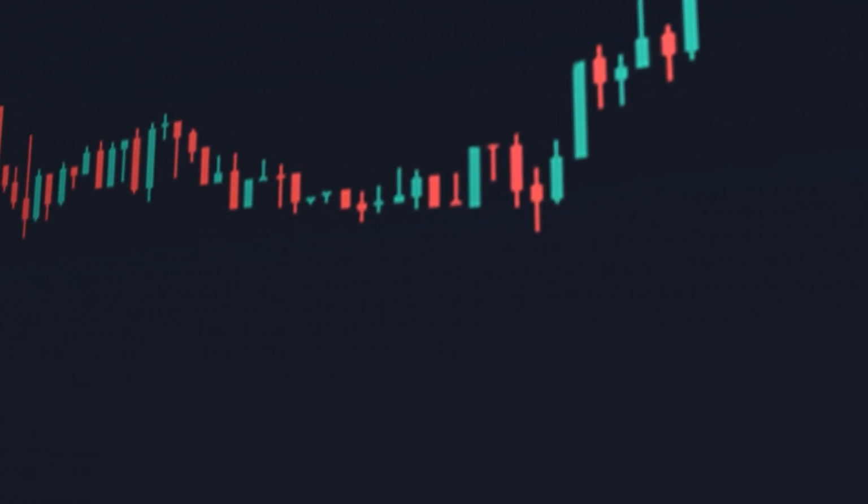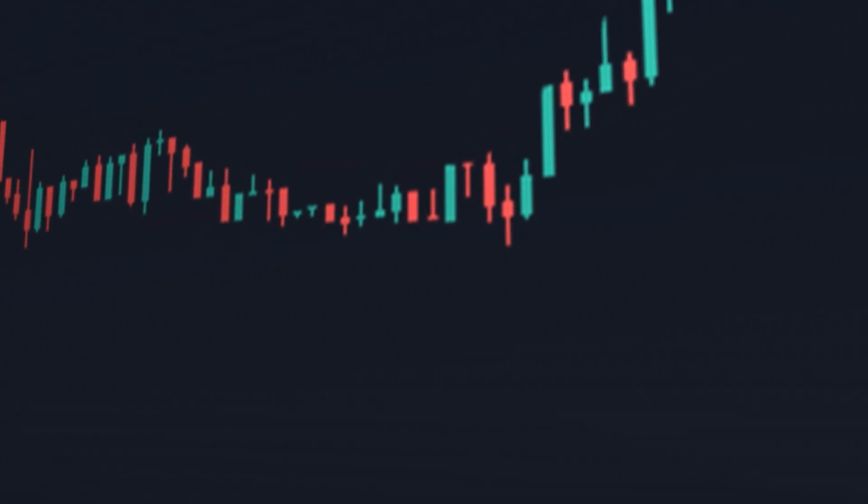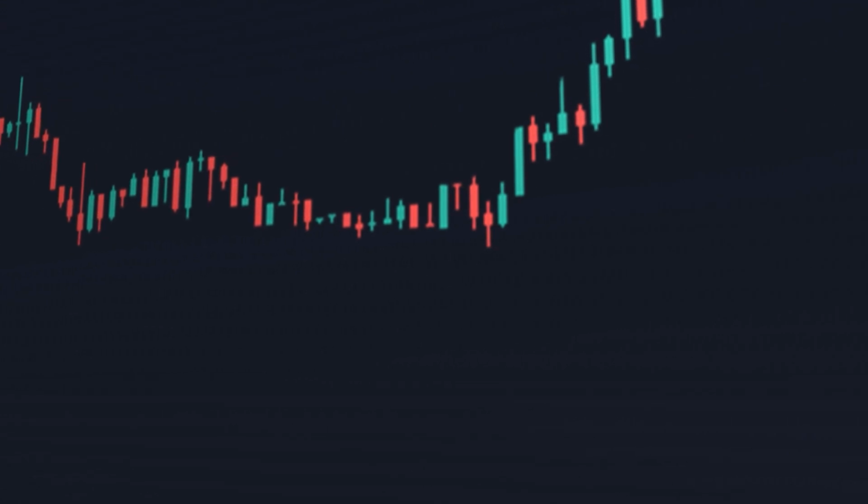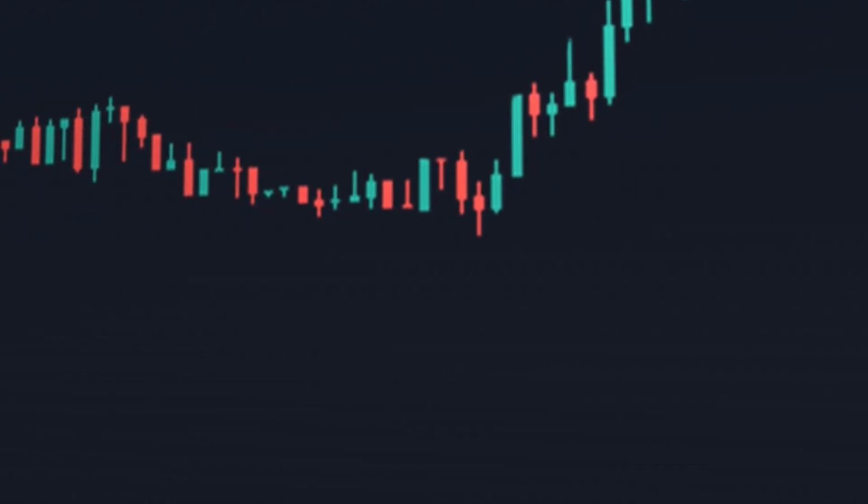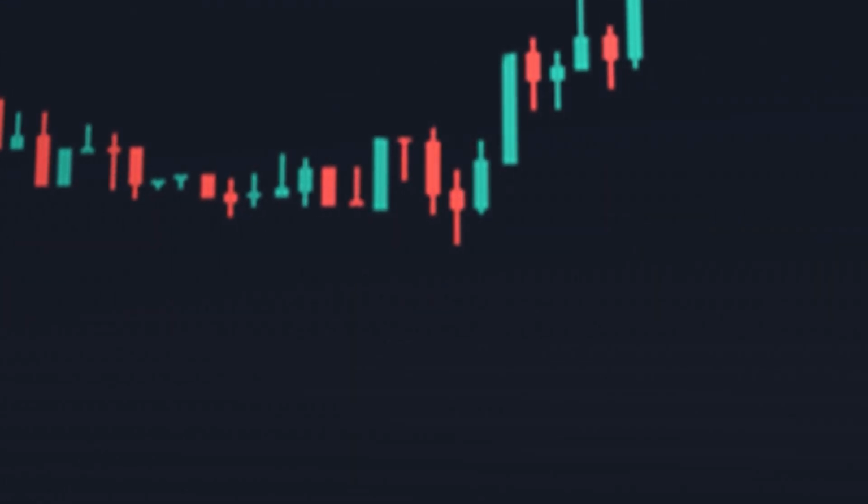The hammer emerges after a pause in the bullish ascent, a period of consolidation where the market catches its breath and traders ponder their next move.